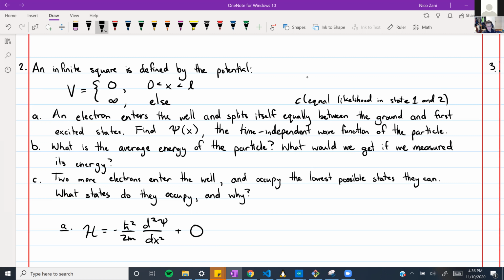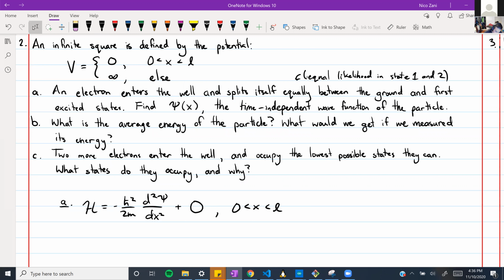And this is for 0 less than x less than L. We don't really have to worry about the region outside for the infinite case because the particle can't exist there: there's infinite potential and nothing can have infinite energy. At least that's a semi-pseudo-physicsy way to think about it.